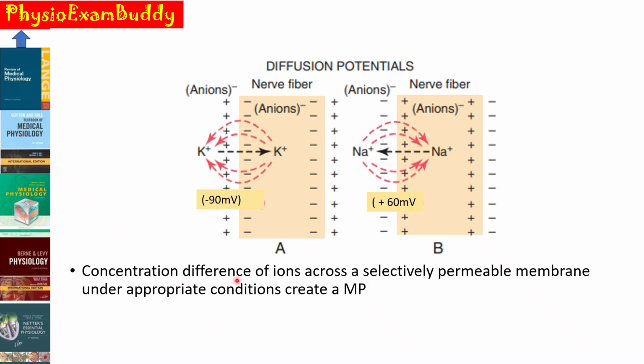So from these two instances, it is clear that the concentration difference of the ions across a selectively permeable membrane, under appropriate conditions, will create a membrane potential. So one of the most important factors that helps in the genesis of resting membrane potential is the selective permeability of the cell membrane.